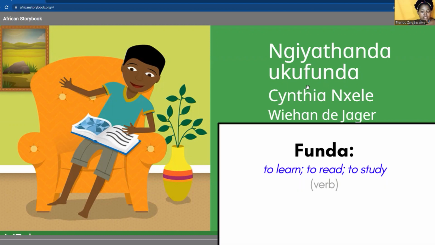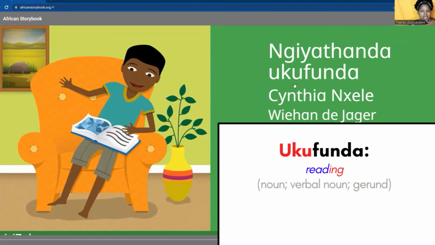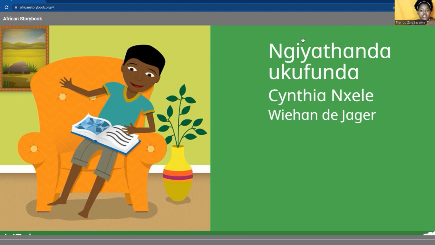Funda on its own, to read, to study, to learn, is a verb. However, when we add UKU and turn it into a noun, a class 8 noun, then it becomes ukufunda, which is a noun, a verbal noun or a gerund. So ukufunda is reading. And you can use this noun as the subject of the sentence, so starting with it, or you can use it as an object in the sentence like we've done here, that the object is reading, ukufunda, but the subject is I, ngi.